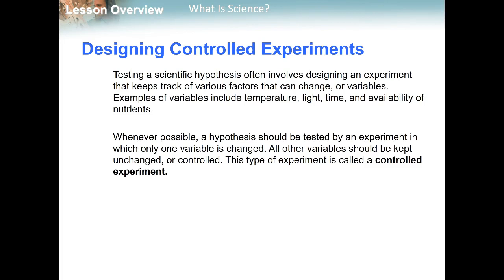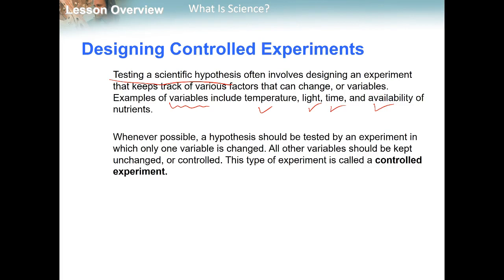So based on that, we can now design a controlled experiment. And a controlled experiment is going to test that scientific hypothesis. And one of the things that we're going to have to consider is what our variables are going to be. We've got multiple variables. Variables are things that can change, or factors that can change. So temperature can change, light can change, time can change, availability of nutrients can change. There's a lot of things that can change.